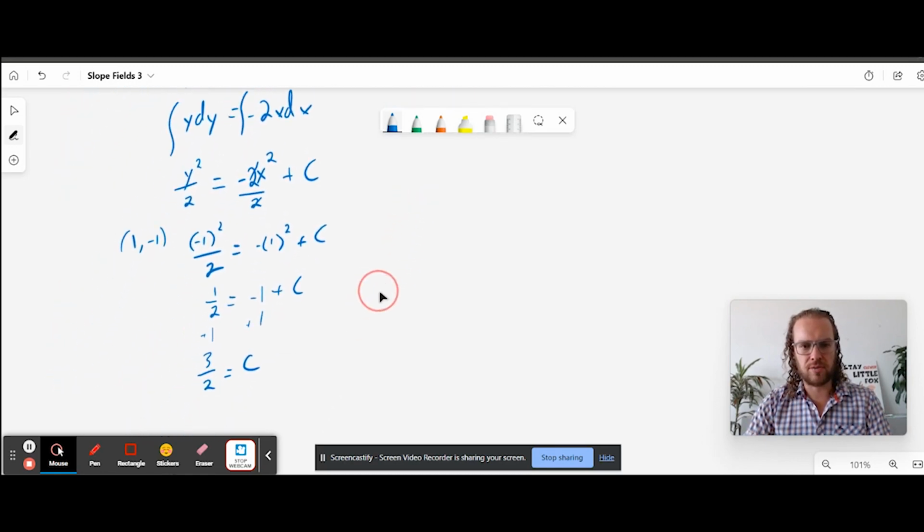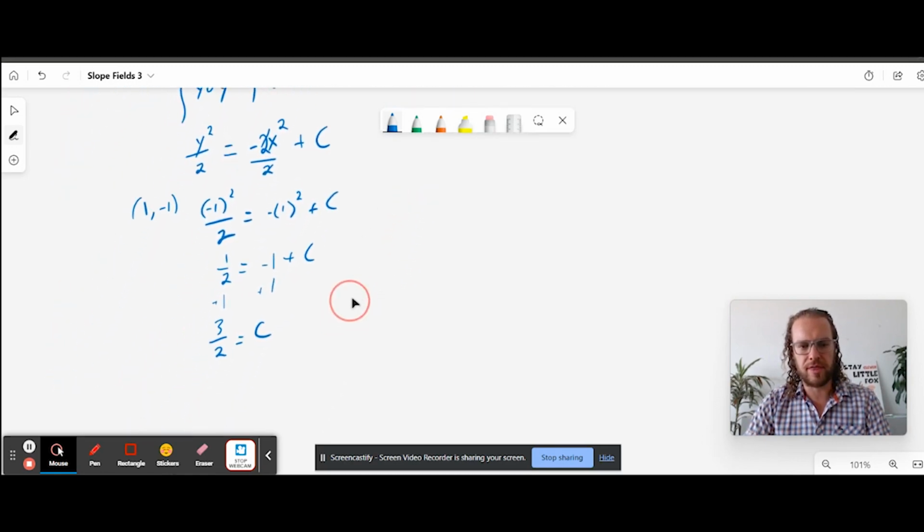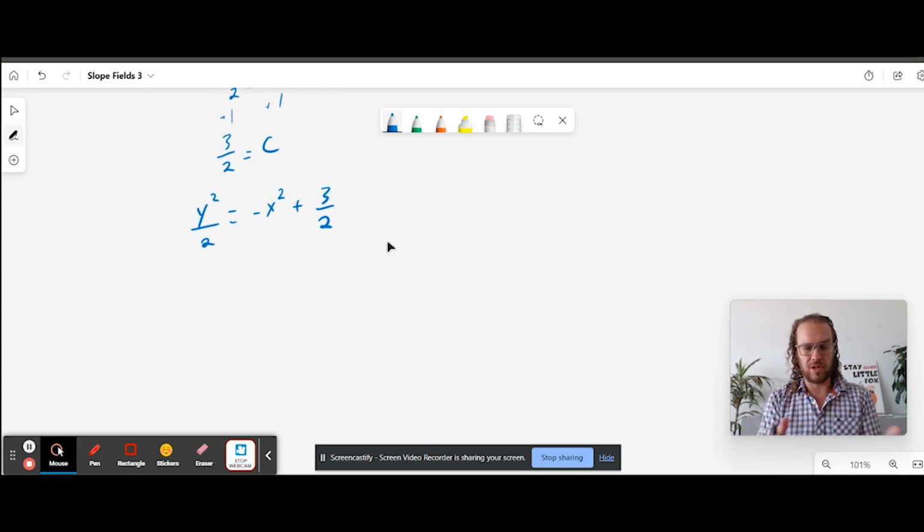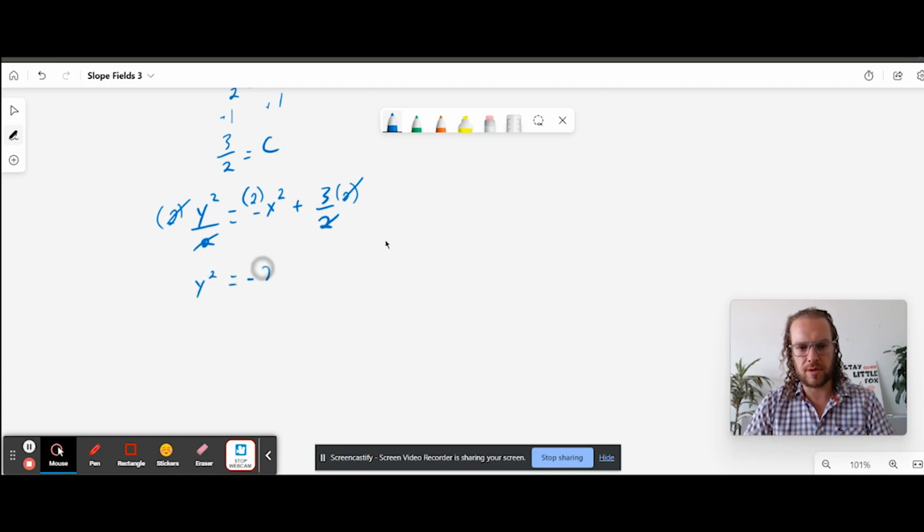At that point, now we need to rewrite our original equation up here with that c value. So we're going to get y squared over 2 is equal to negative x squared plus 3/2. And now what we're trying to do is, of course, get this so that it's y equals, because it's not really helpful for us to know what y squared over 2 is equal to. It is helpful for us to know what y is equal to. So first step is going to be to multiply everything by 2. When we do that, a lot of them are going to cancel, but not quite all of them. So y squared will be equal to negative 2x squared plus 3.